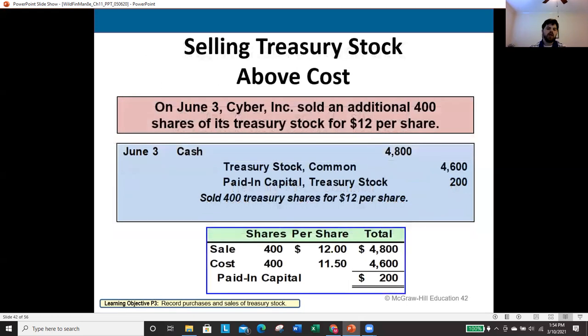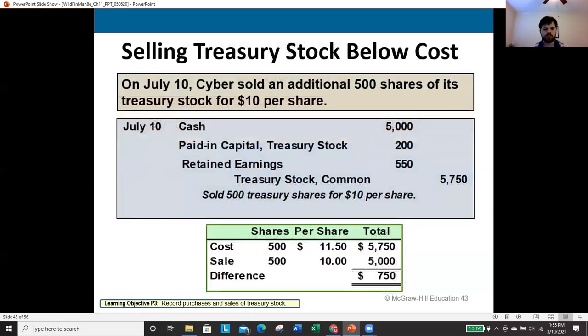Now, in this case, if I sell treasury stock above cost, we'll see that on June 3rd, we sold an additional 400 shares for $12 per share. Well, in this case, we generated cash of $4,800, but you'll notice the amount coming out of treasury stock is the $11.50 per share times those 400 shares. It went into treasury stock at a cost of $11.50. It must come out at $11.50. If it comes out at $12, you'll zero out at the wrong point. You'll still have shares of stock, but there won't be any money left assigned to that, so it won't work. So I'll have to bring it back out at that cost of $11.50, reducing my treasury stock by $4,600 and resulting in paid-in capital increasing by $200.